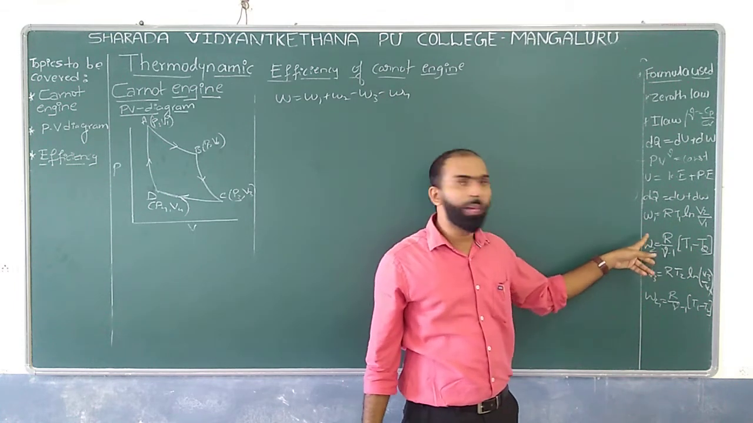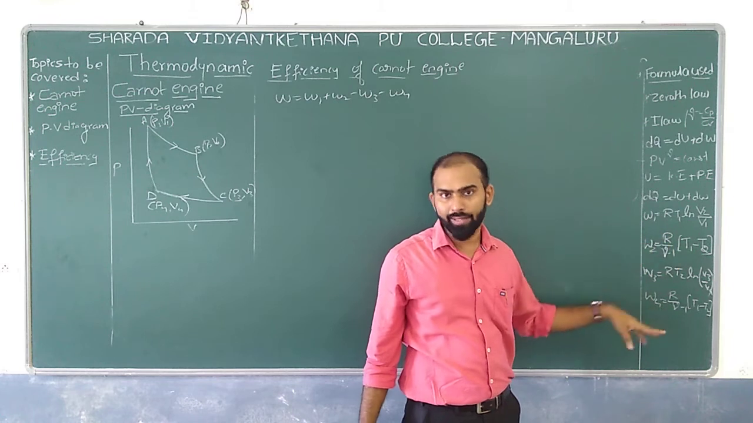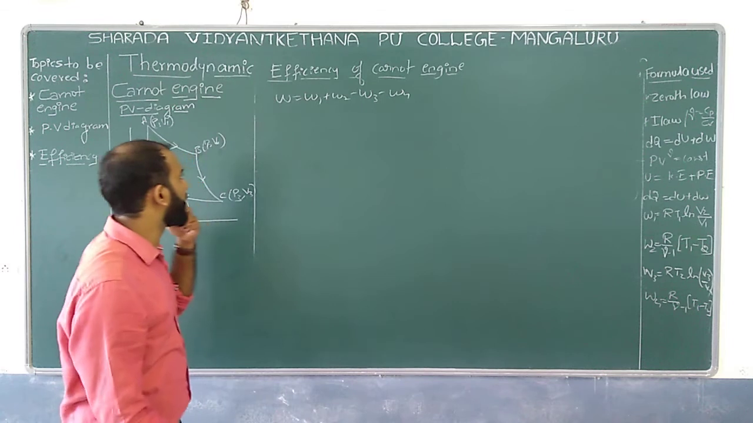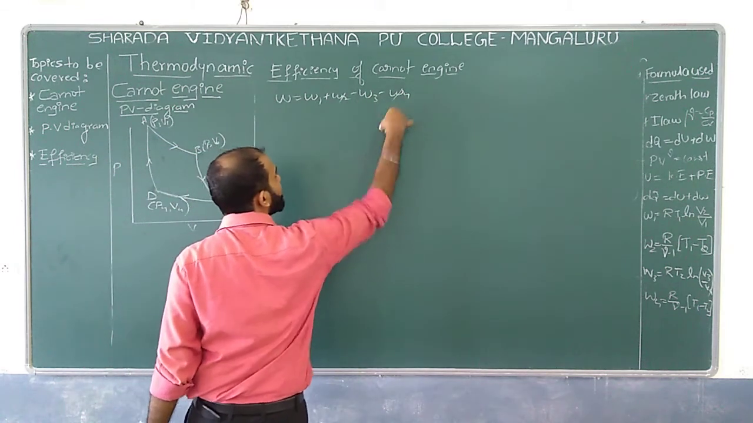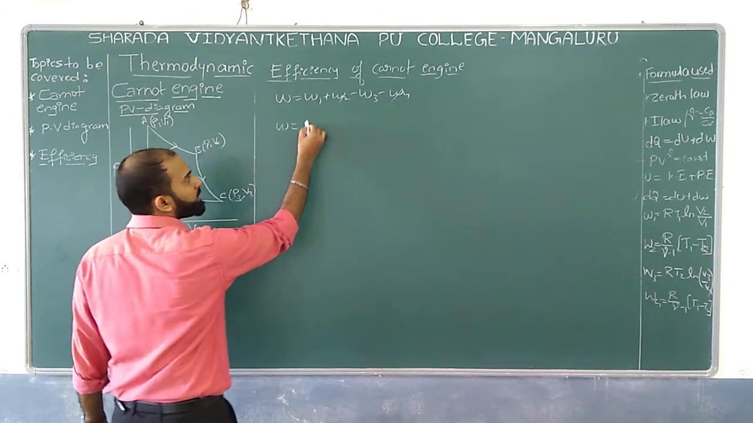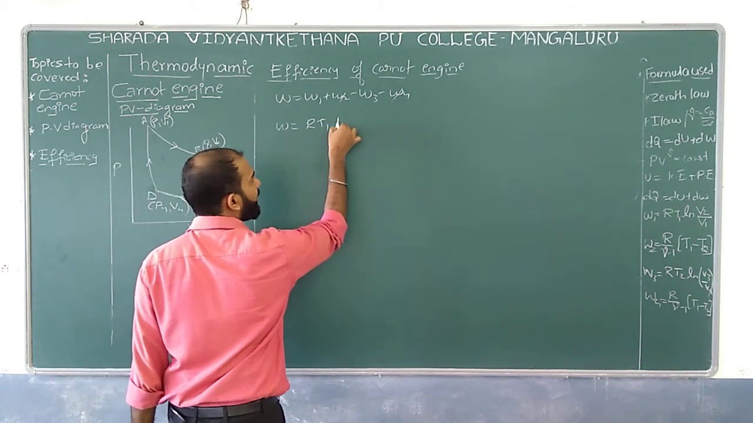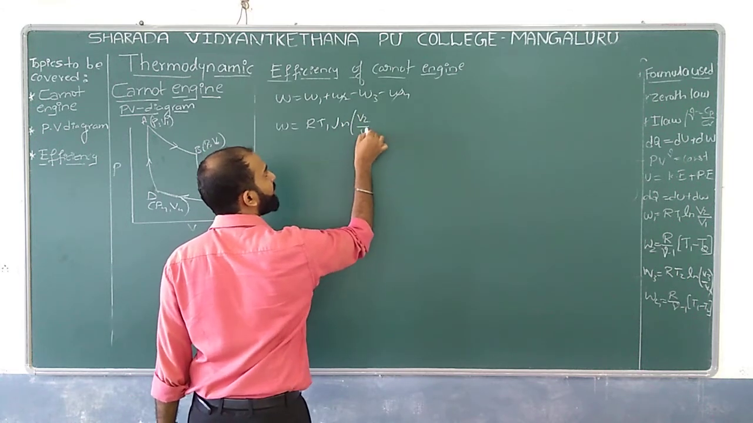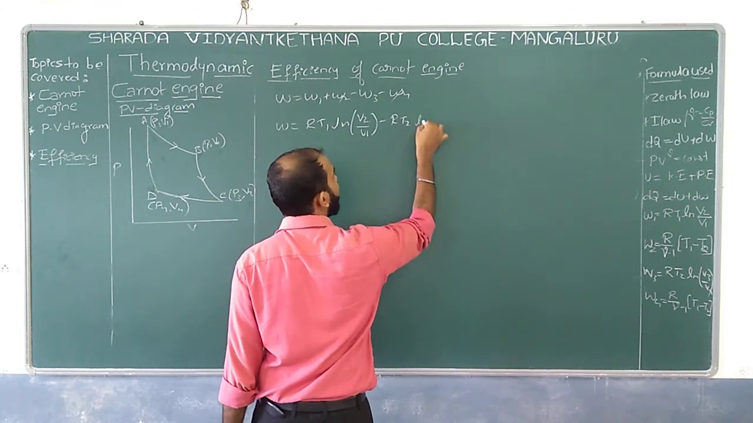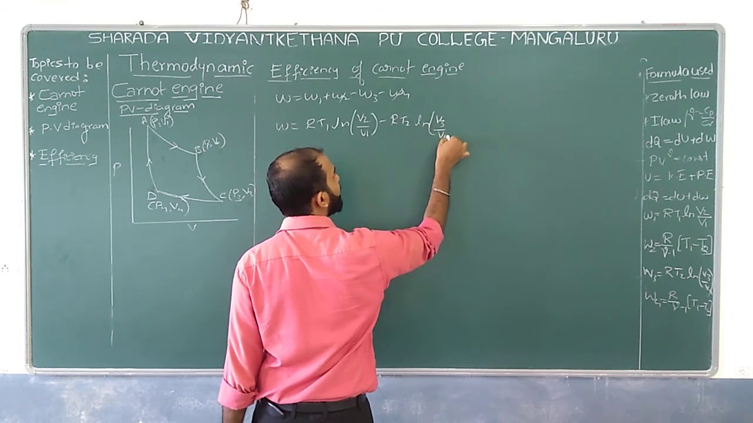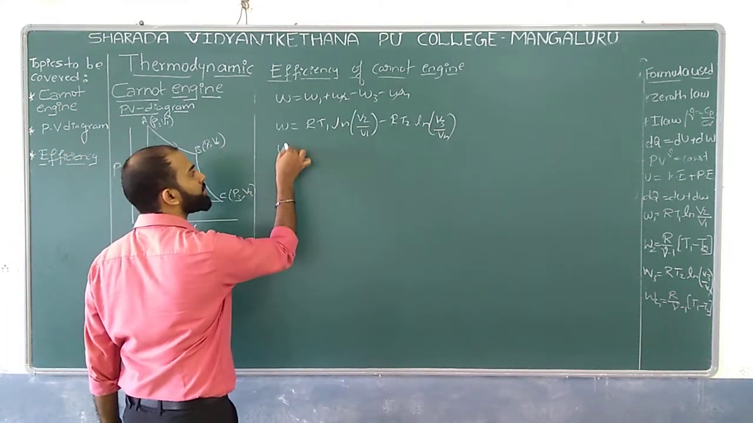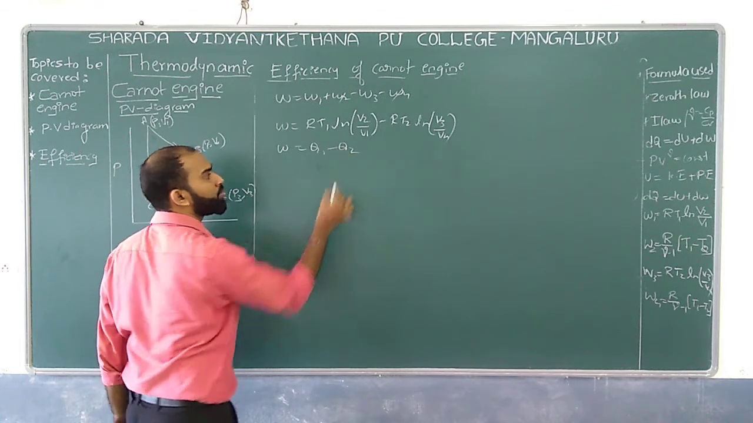Now if I substitute the value of W2 and W3, they will cancel each other out. What is remaining over here? W is equal to R T1 ln of V2 by V1 minus R T2 ln of V3 by V4. Correct? And also this looks like W is equal to Q1 minus Q2.